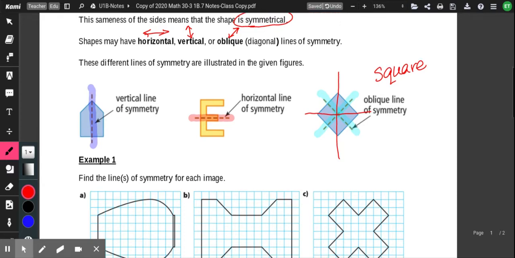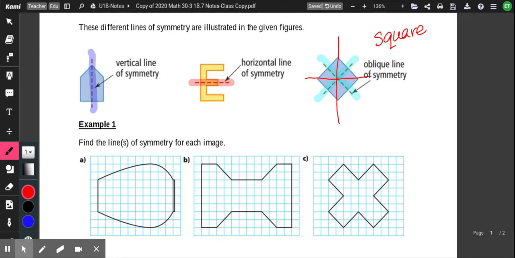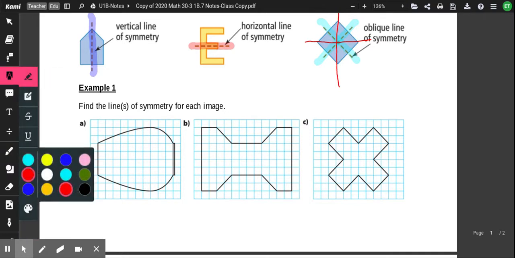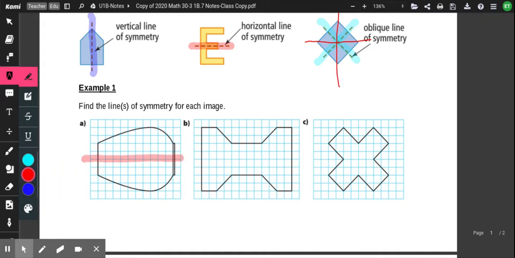So what we're going to do on the bottom of the page is find out where we could cut them in half. Where would we be able to cut those shapes in half? So the very first one, is it going to be up and down? No. Horizontal, exactly. So we're going to find the middle line, and we're going to cut it right in half. So this one should cut right down through the middle. Okay? So that one only has 1 line of symmetry.